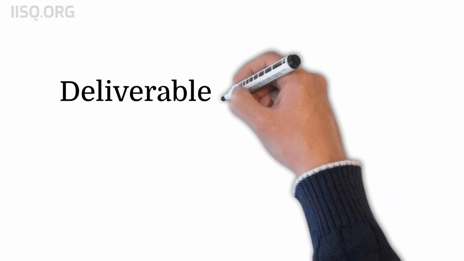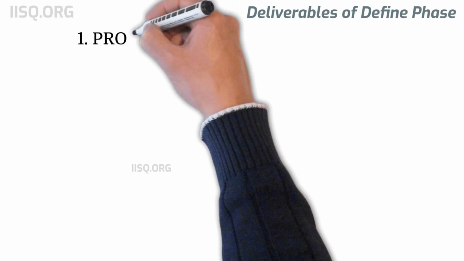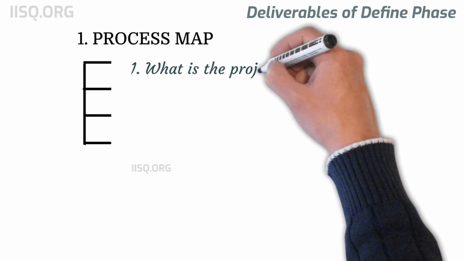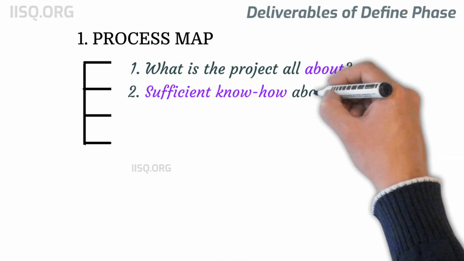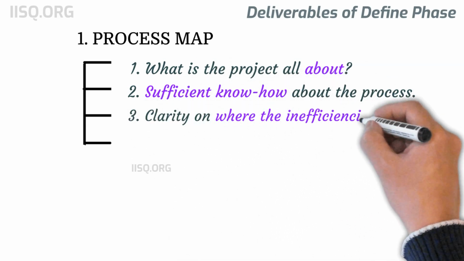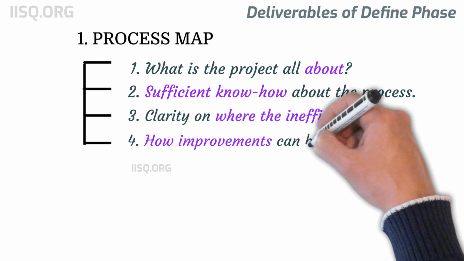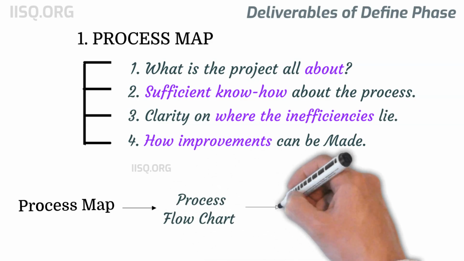Now, we shall discuss the deliverables of the Six Sigma define phase in more detail for a better understanding. In the define phase, after we understand the project CTQs, the first deliverable is a process map. At first, we need to understand, what is the project all about? In order to understand the project, we need to have sufficient know-how about the process. Once we understand, we shall have the clarity on where the inefficiencies lie, and how improvements can be made. A process map is a process flow chart with all the timelines marked, and inputs and outputs will help.